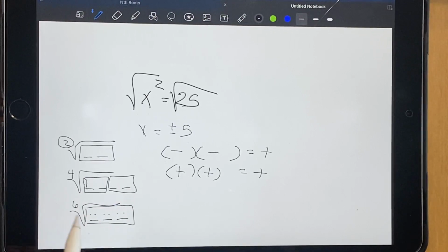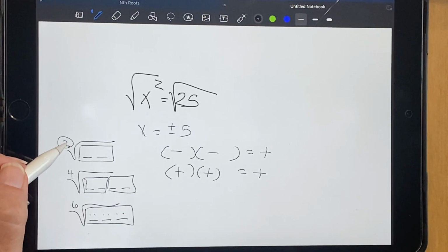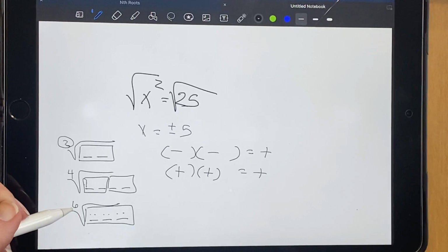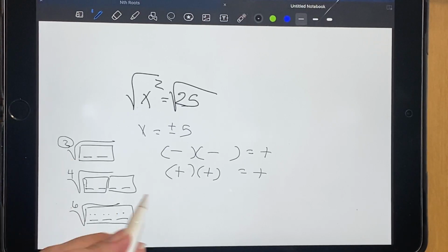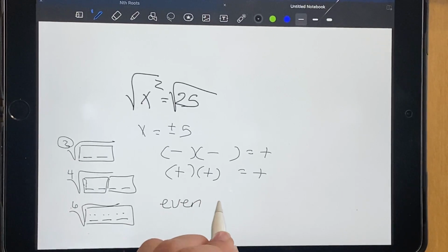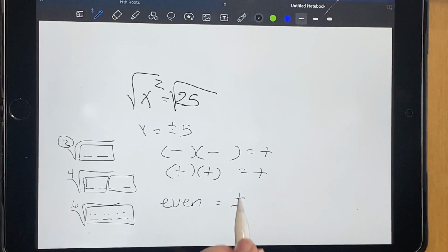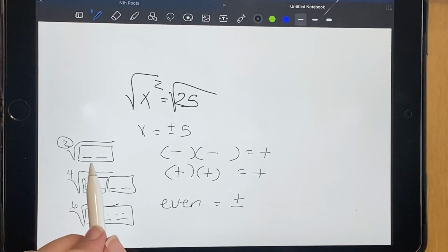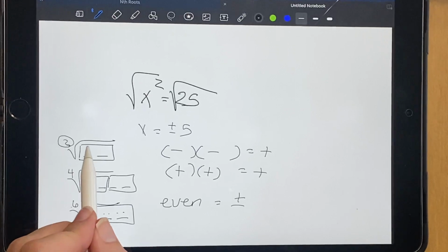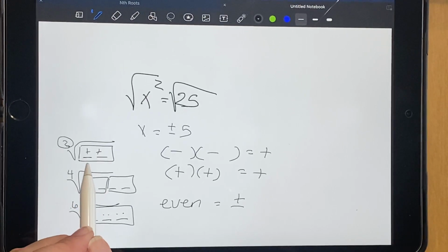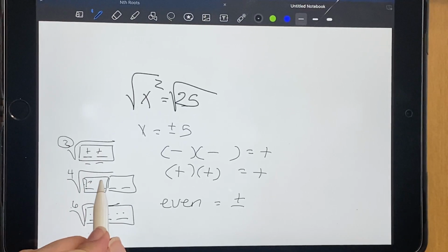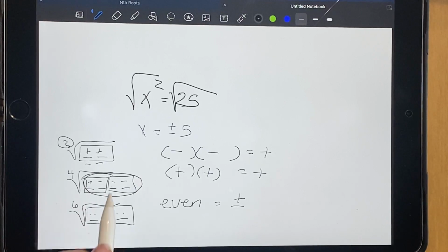So anytime we have an even index, the answers that we're going to get are always going to be two options, because they could all be positive or they could all be negative. If I had 4 negatives, I would still end up with a positive number.